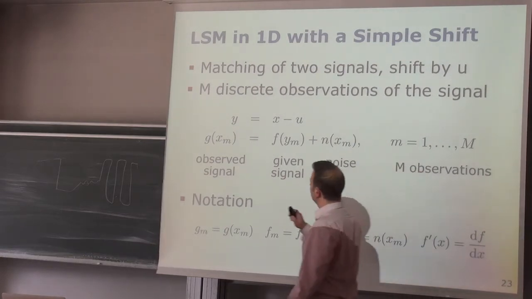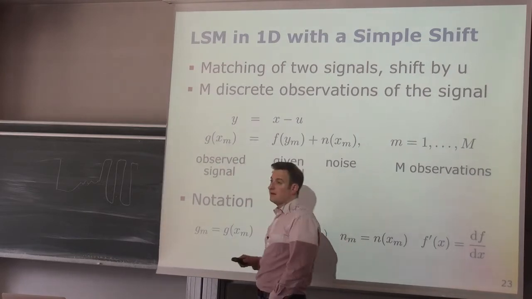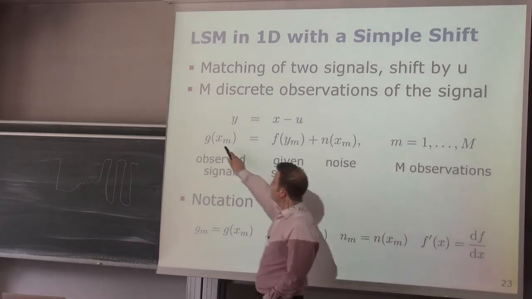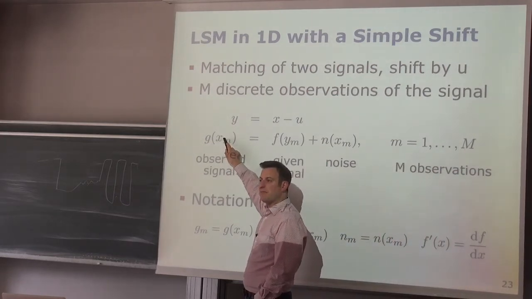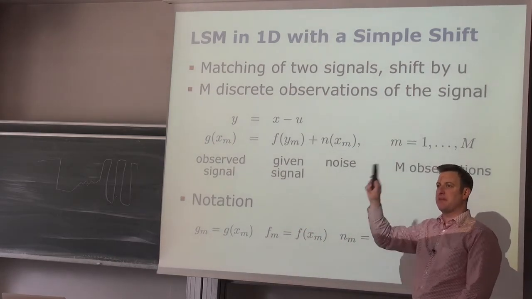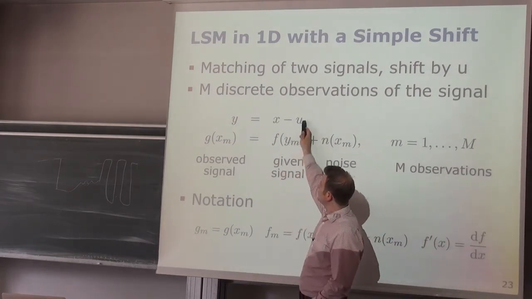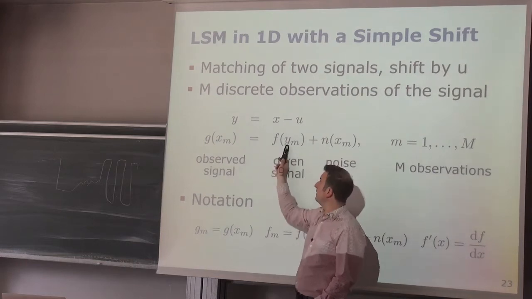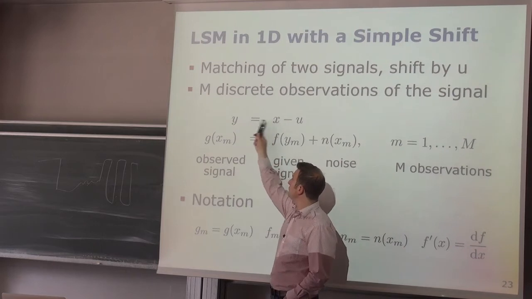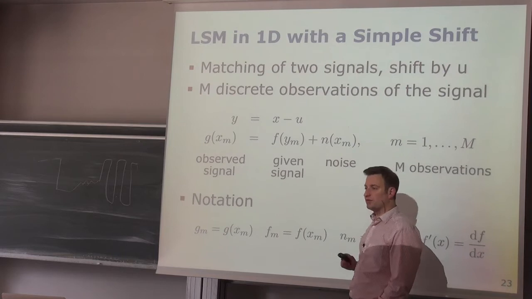And my assumption is that there's a shift between those. So this is my function g, which is my observed signal at different locations x_m. So m goes from 1 to M, so I have M different observations, M sampled points of that signal. Let's say this is a given signal which is shifted. So y is x minus a shift u. The x changes for every observation, but the u is constant, plus my noise term.